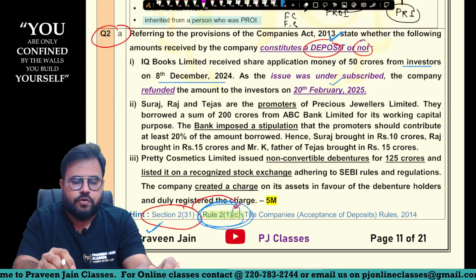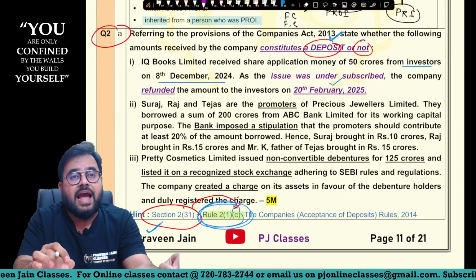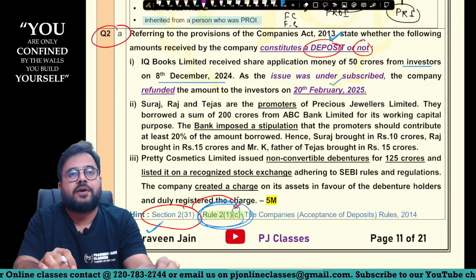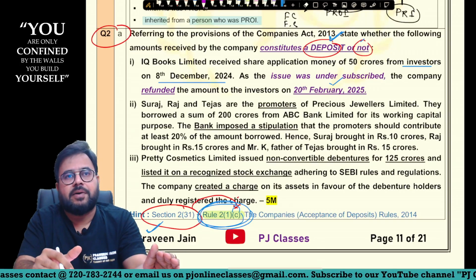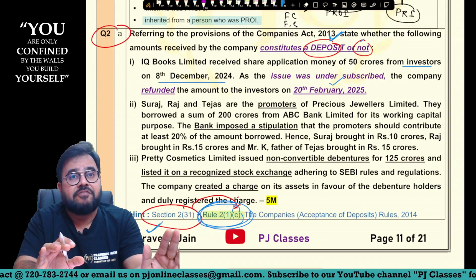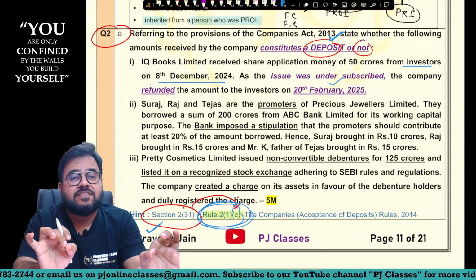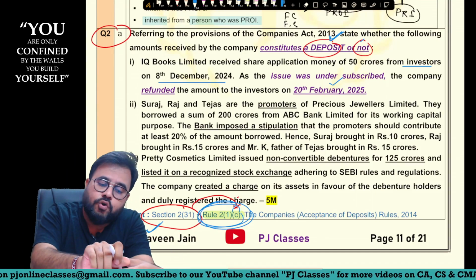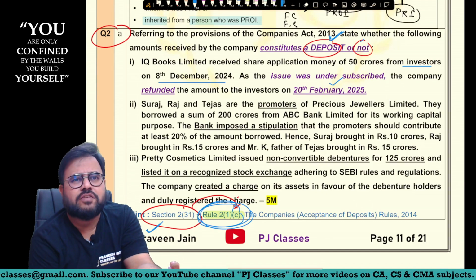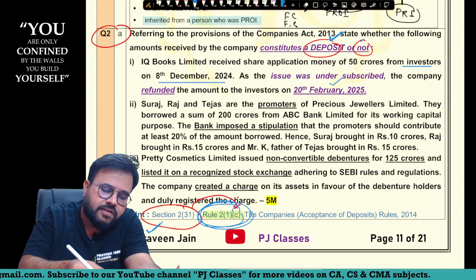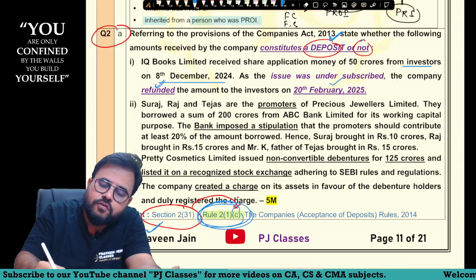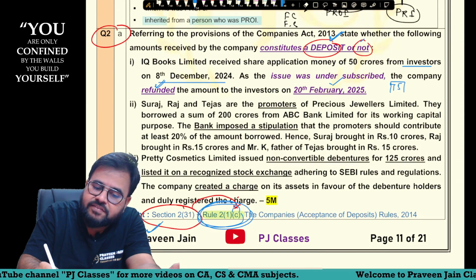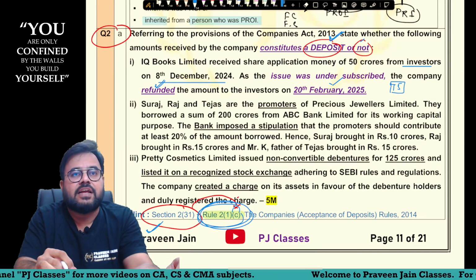Whenever a company is issuing any shares, they have to do the allotment within 60 days. And if they are not able to do the allotment within 60 days, they have to refund the money in the next 15 days. And if they are not doing this, from the 76th day it will be treated as a deposit, sir. Here the company could not do the allotment, as the issue was undersubscribed, and now they are doing a refund. So what we have to check is whether within 75 days of the acceptance they are refunding it, sir.